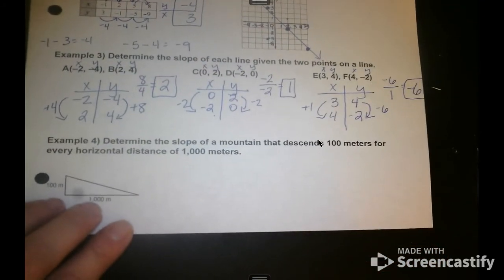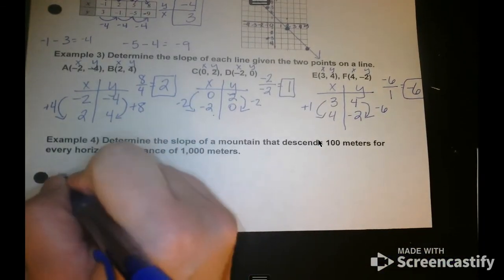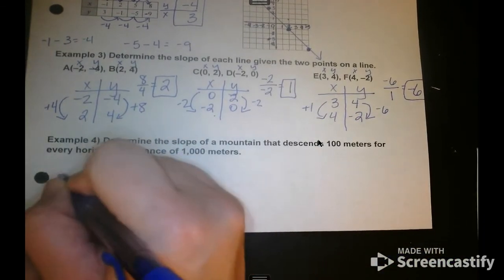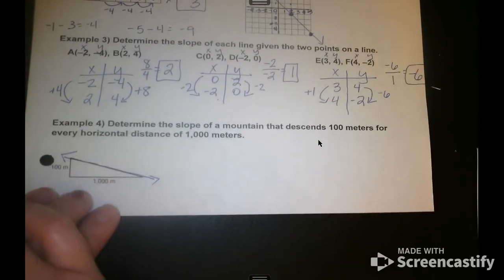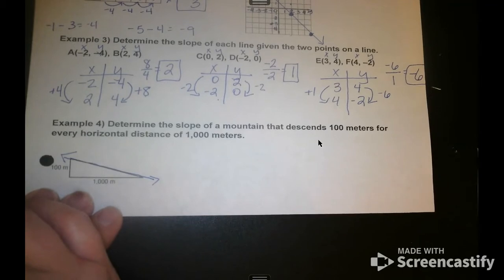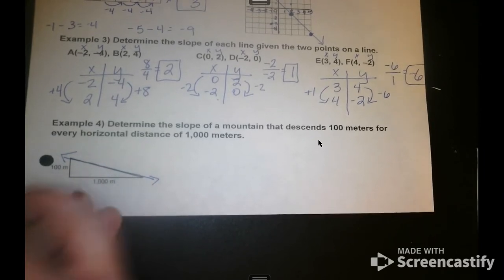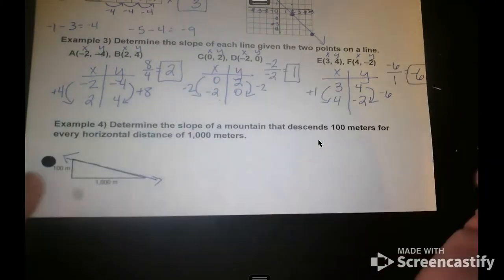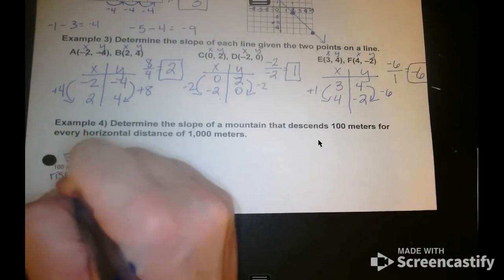Okay, so this one says determine the slope of a mountain. Now, it gives me a picture here. Do y'all agree this is the slope? Yes. All right, so how would I know which one is x and y? Any thoughts? Okay. Rise over run. Which one would be my rise? 100. That's going vertically, right? Which one would be my run?